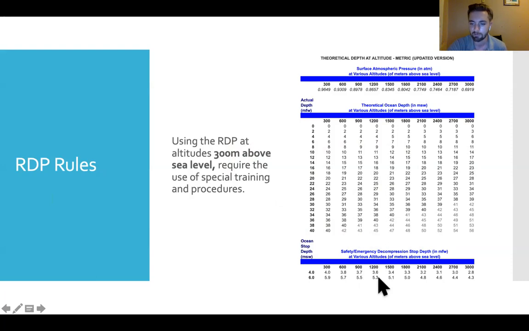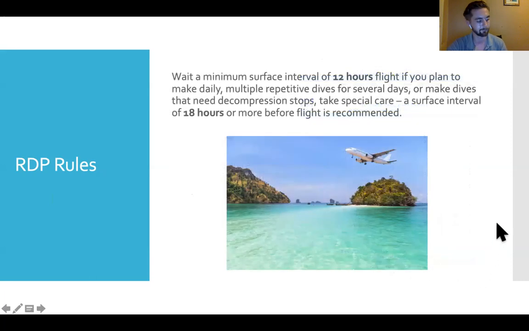And it's actually going to affect your safety stop depth as well. We're aiming for 5 meters, so typically between 4 and 6. If we were at an altitude of up to 3,000 meters, we'd actually be aiming for only about 3 meters depth on that safety stop.